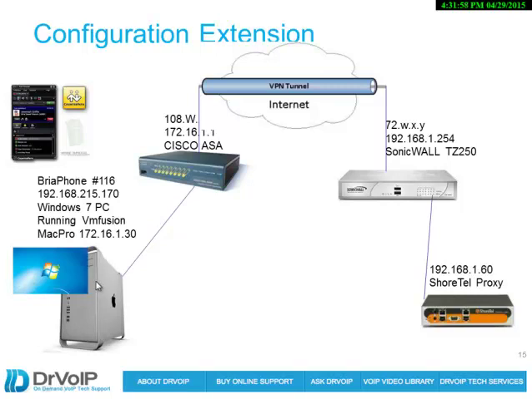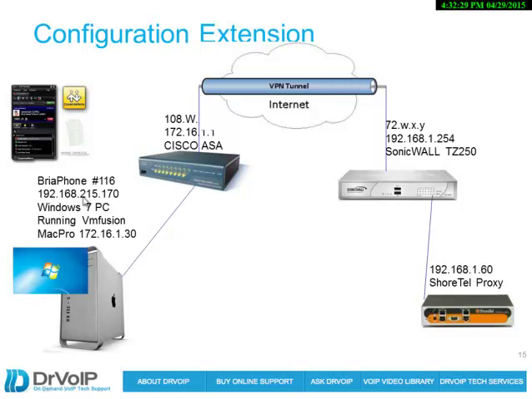Windows when I have to. In this example here, I'm running a Mac Pro. My internal address is on the 172 subnet. On this Mac Pro, I'm running VMware Fusion. And on top of VMware Fusion, I'm running a Windows 7 PC. And that PC has an address on the 192 subnet.